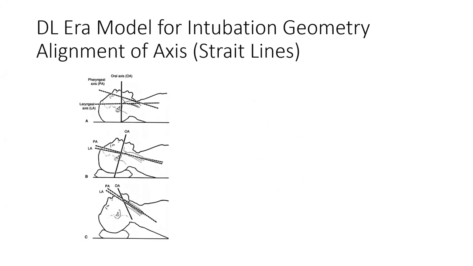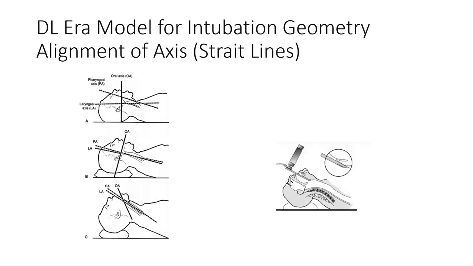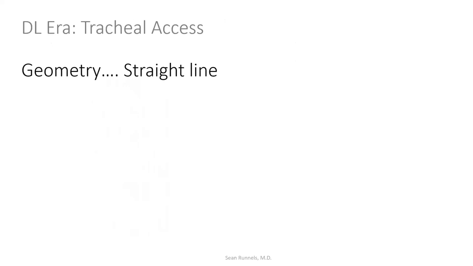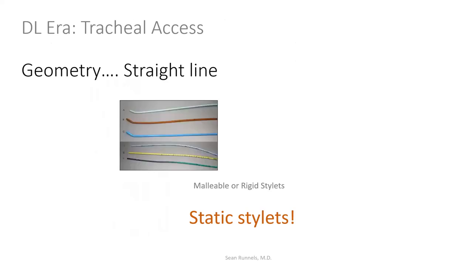You guys have all seen this. It never quite made sense to me, and I had to think really hard to figure out what everything was named, but it was the model that we were given. Effectively, we put a direct laryngoscope in and we create a straight line, everything straight, geometry is a straight line. Malleable and rigid stylets are fine because generally they're just going straight. We can shape them a little bit. Everything is static. So all tracheal access is static.